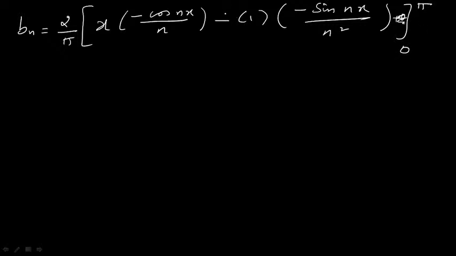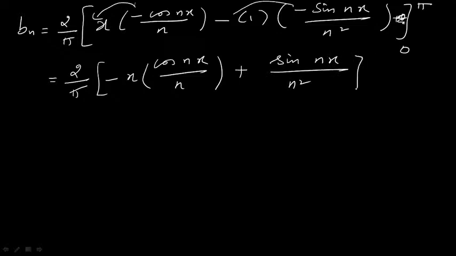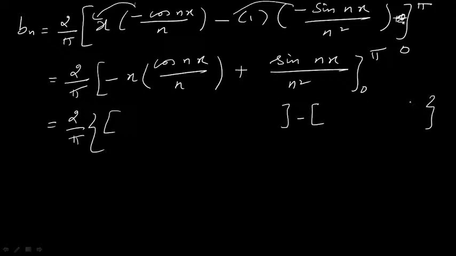Before substituting limits, let us simplify. This minus and minus as plus. So 2 by pi, and take this minus to the front. So minus x cos nx divided by n plus sin nx divided by n square with the limit from 0 to pi. So as usual, let me substitute the limit, that is upper limit minus lower limit, isn't it? This is the usual procedure we have to follow.